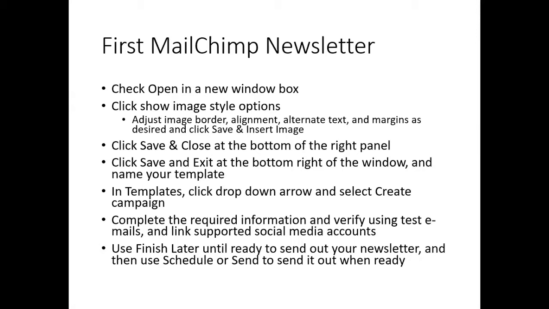While you're in the template section, you'll see over to the right, by default, it has an edit option. So you can always go back in and make changes to it if you aren't done. But when you're ready, you'll click the drop-down arrow and select Create Campaign. Campaigns are what MailChimp uses to send out your newsletter. So every month you send out a newsletter, you're going to have a new campaign.